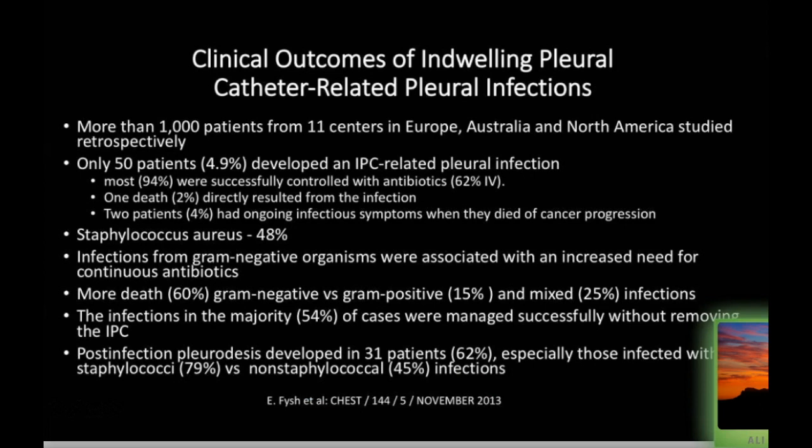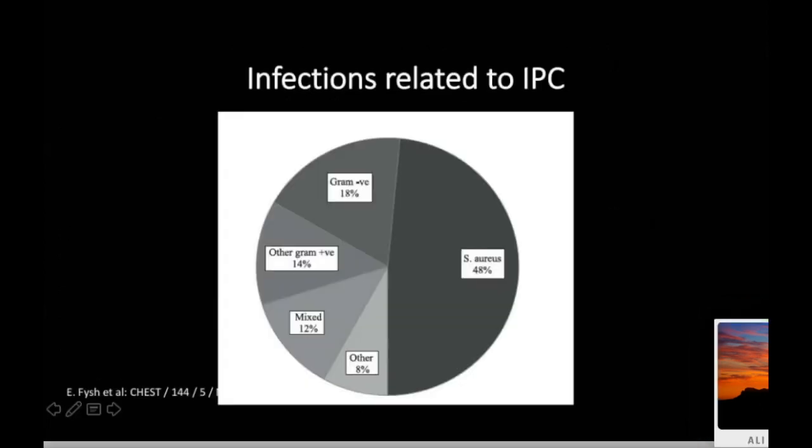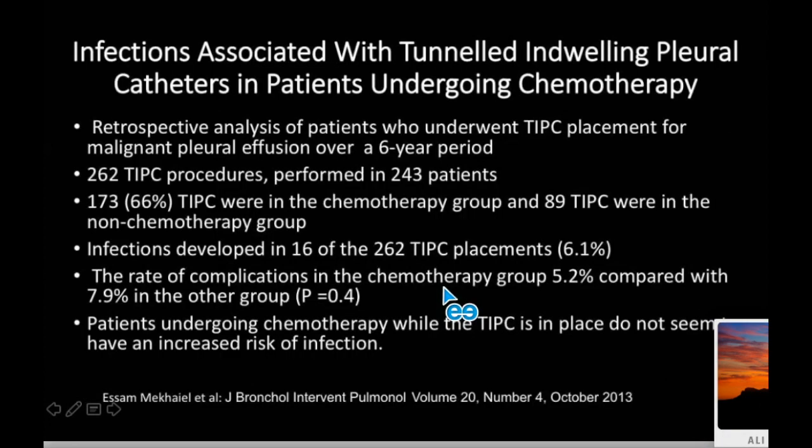Infection causes pleuritis too, but that's not the right way to do it. That's why we don't do it. Okay, infection related to IPC is mostly Staph, so when you're choosing your antibiotics, be sure you cover Staph aureus. Now, what about the infections in patients who are undergoing chemotherapy?